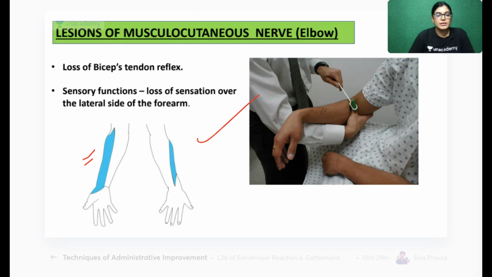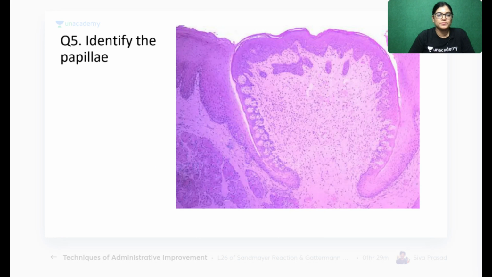Got everyone? So let's discuss the fifth MCQ. One of the questions was like this: an image was shown and you had to identify the papilla. Anyone wants to give the answer? Which papilla is it? So this is one of the tongue papillae, and the correct answer is circumvallate papillae.